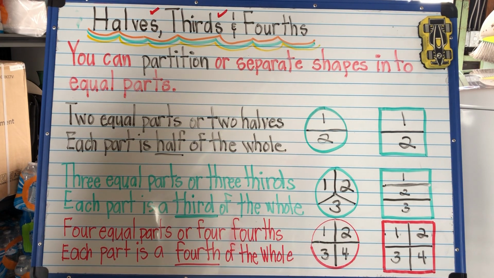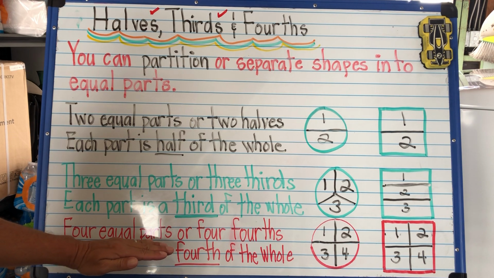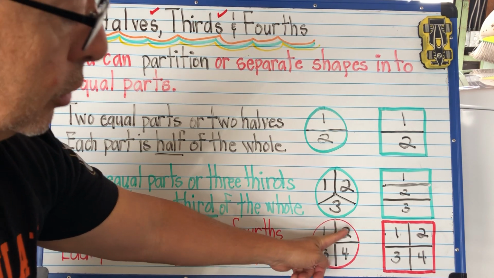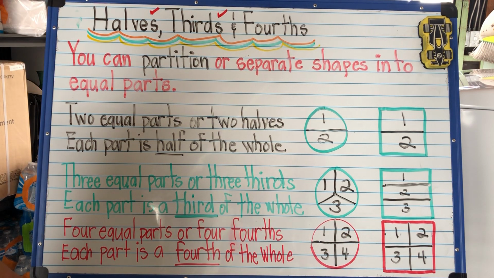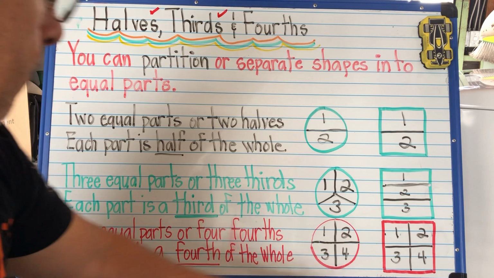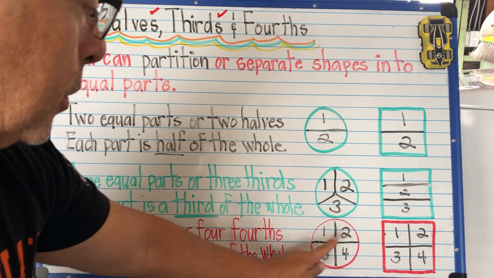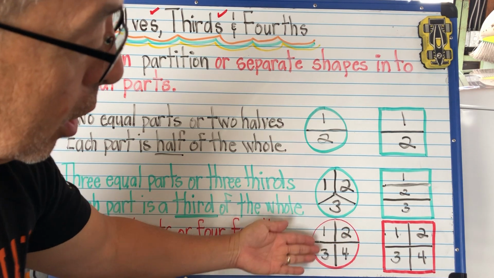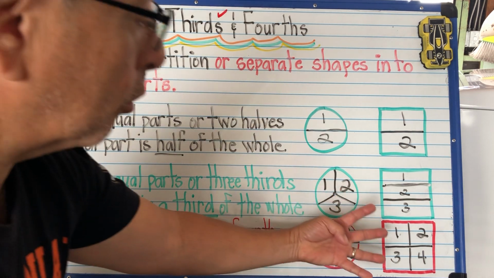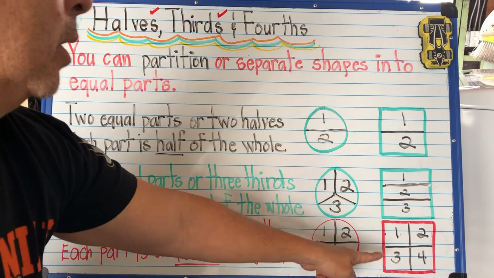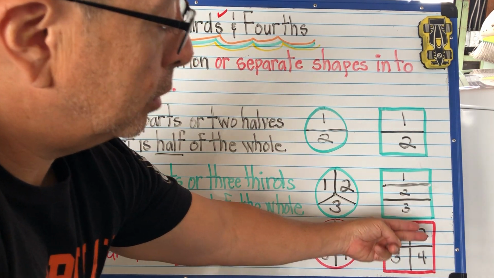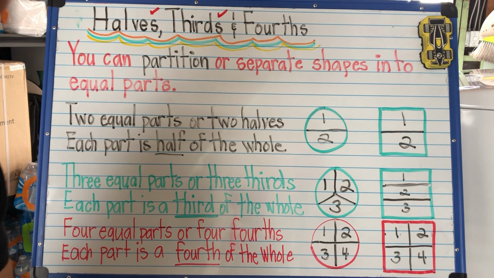And fourths is really the same thing. So four equal parts or 4/4. So we have four equal parts in this circle. 1, 2, 3, 4. Okay? Now, that's 1/4, 2/4, 3/4, 4/4. So four equal parts, or we call that 4/4. Okay? Same thing over here with the square. We have four equal parts. 1, 2, 3, 4. Or we call that 4/4. 1/4, 2/4, 3/4, 4/4. It's pretty simple.